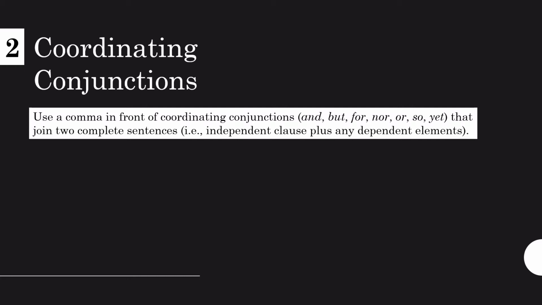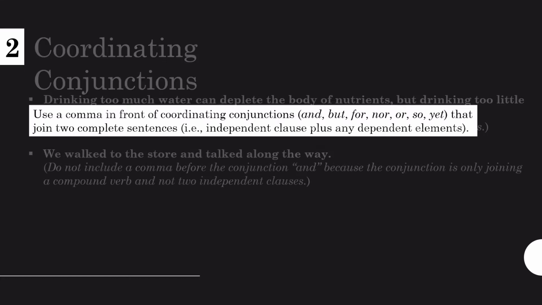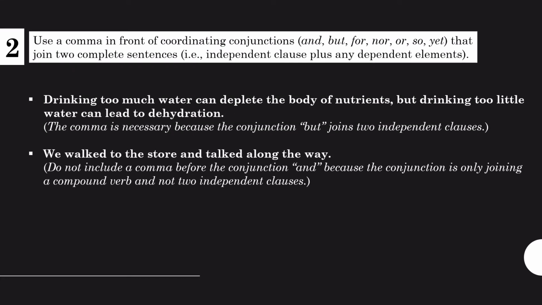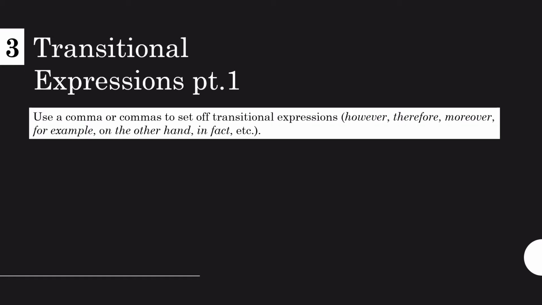Use a comma in front of coordinating conjunctions, and, but, for, nor, or, so, and yet, that join 2 complete sentences, independent clause plus any dependent elements. Look at these 2 examples. Drinking too much water can deplete the body of nutrients, but drinking too little water can lead to dehydration. The comma is necessary because the conjunction, but, joins 2 independent clauses. We walked to the store and talked along the way. Do not include a comma before the conjunction and, because the conjunction is only joining a compound verb and not 2 independent clauses. The third commandment of proper comma usage involves commas with transitional expressions.